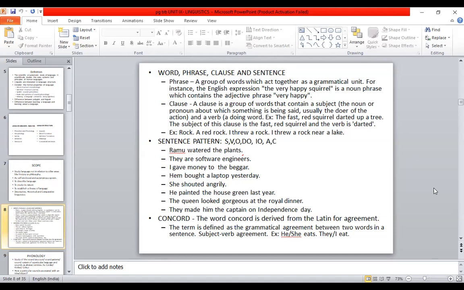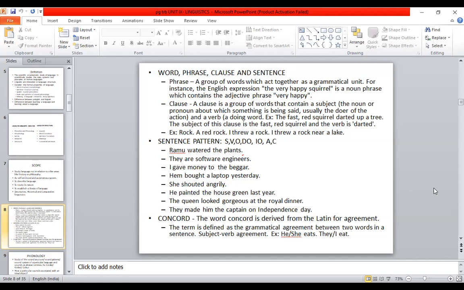It is just a group of words. So in that sense, all sentences are made of phrases. When I say the desk is gray in color, the desk is a phrase. The is a word. Desk is a word. Is is a word. Green is a word. The desk is green. Now, when I say the desk, it becomes a phrase. So a phrase is a group of words which act together as a grammatical unit.